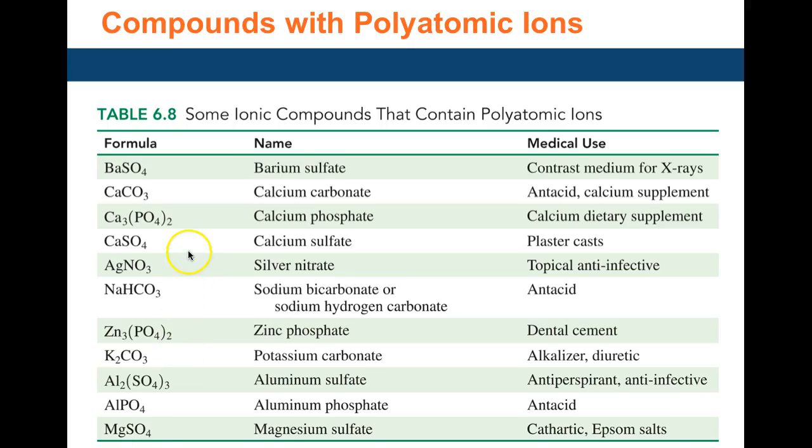So here is a listing of some of the polyatomic-containing ionic compounds and what their uses are in everyday life. And as you can see, some of them are very familiar. Epsom salt is magnesium sulfate. Calcium carbonate is an antacid. Soda bicarb, we know that. That is also an antacid. Antiperspirant, aluminum sulfate. Plaster of Paris, calcium sulfate. Calcium phosphate is a calcium supplement, and so on.